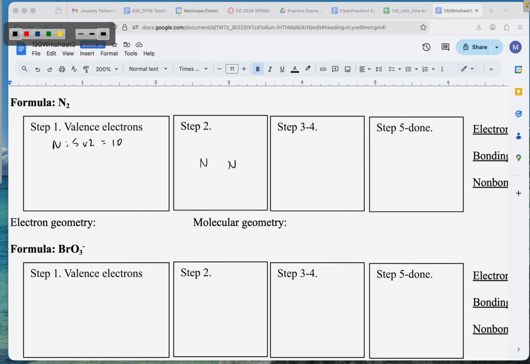What was the formula? N2. What does the 2 mean? There's two. How many did you draw? There's two. Yeah, perfect. That's exactly what I want to see. No, because then that would be 16.